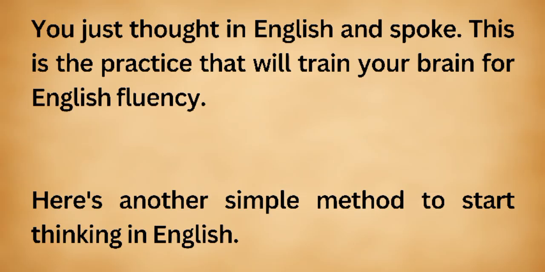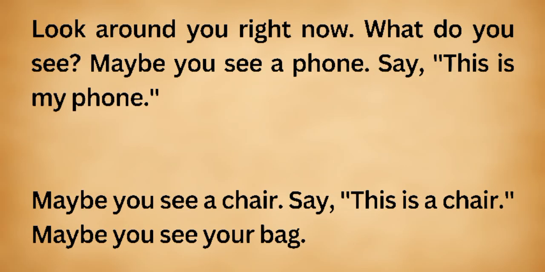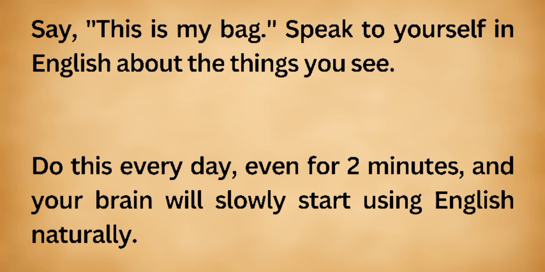Here's another simple method to start thinking in English. Look around you right now. What do you see? Maybe you see a phone. Say, "This is my phone." Maybe you see a chair. Say, "This is a chair." Maybe you see your bag. Say, "This is my bag." Speak to yourself in English about the things you see. Do this every day, even for 2 minutes, and your brain will slowly start using English naturally.